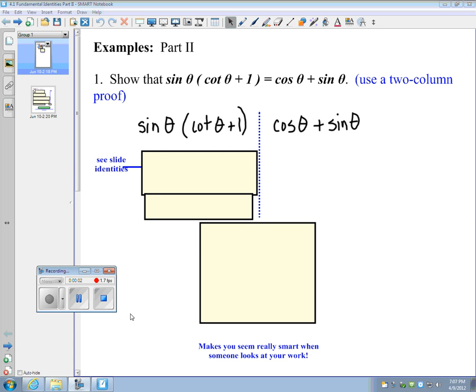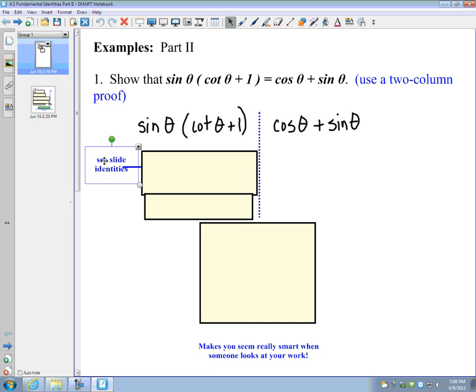4.1 part 2, a couple more examples. First of all, we're going to show that sine times cotangent plus 1 equals cos plus sine theta. We're going to use a two-column proof. We're going to take this side of the equation and manipulate it to the other.